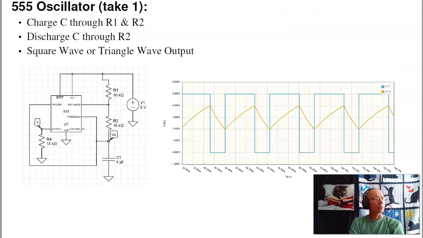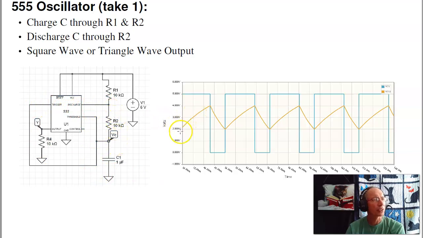So a couple examples. A pretty common basic circuit for a 555 timer is an oscillator. This will output a triangle wave or a square wave. What happens is I've got 6 volts charging up a capacitor through R1 and R2. So what happens is the voltage starts out at 0 volts and then charges up to 6 volts. As soon as it gets to 4 volts, right here, that hits the threshold and clears the output.